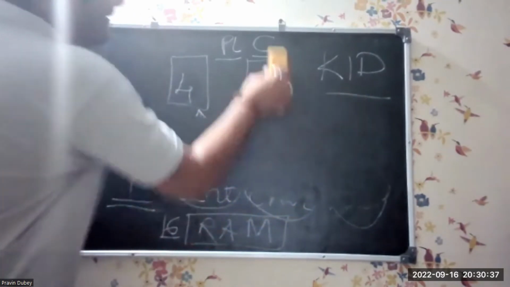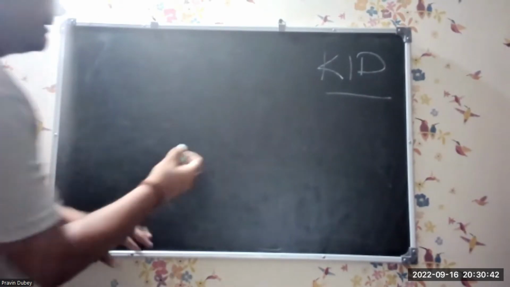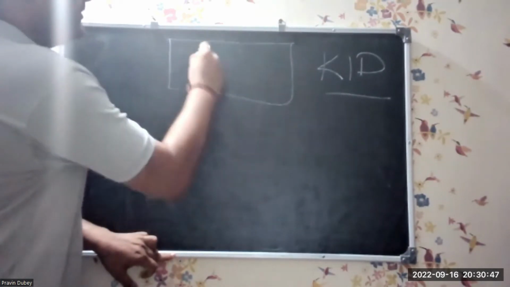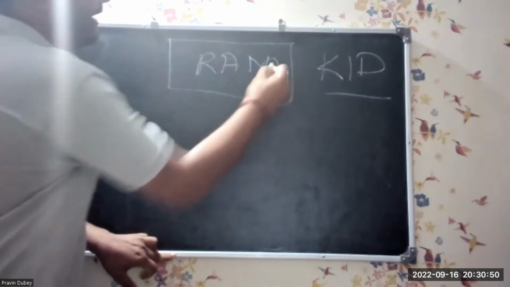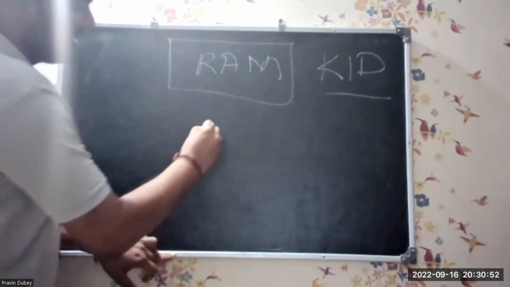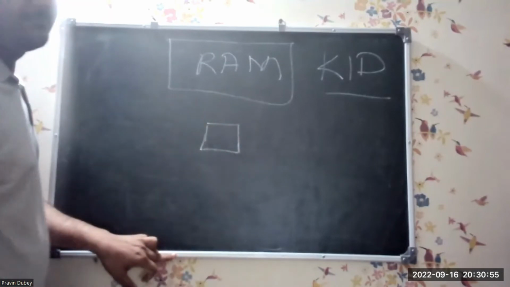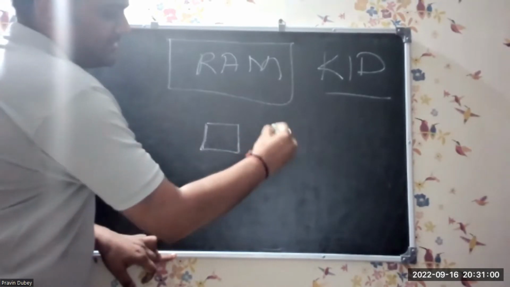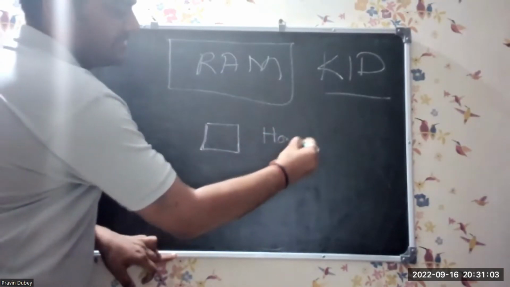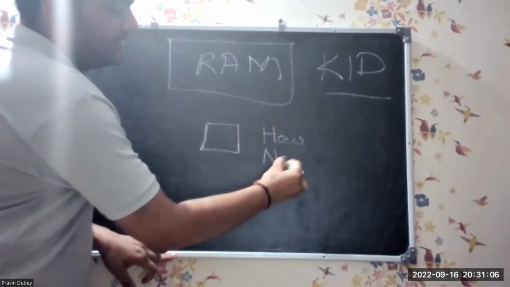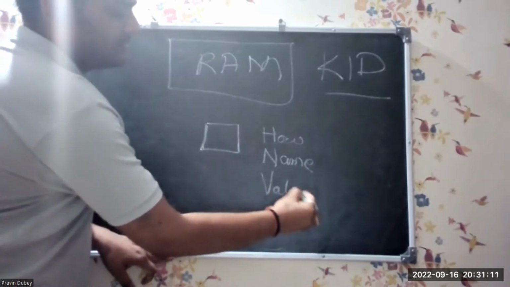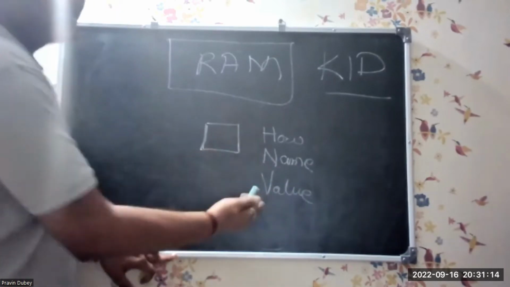Now let's see how to tell a compiler that I want to reserve a space in your RAM. This is your RAM. I want to reserve a space. So let's say I want to reserve this space in my RAM. So what all I need to tell? I need to tell how much space. Okay, how much space? What would be the nickname of the space? And what value are you going to store? Correct? These are the basic things.